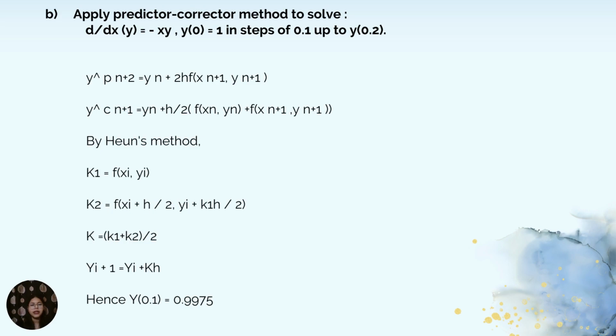By Heun's method, k1 is equal to f of xi, yi and k2 is equal to f of xi plus h, yi plus k1 h. Here k is the Runge-Kutta method count. k is equal to k1 plus k2 by 2, yi plus 1 is equal to yi plus kh. Hence y of 0.1 is equal to 0.99975. Here p is for predictor and c is for corrector.